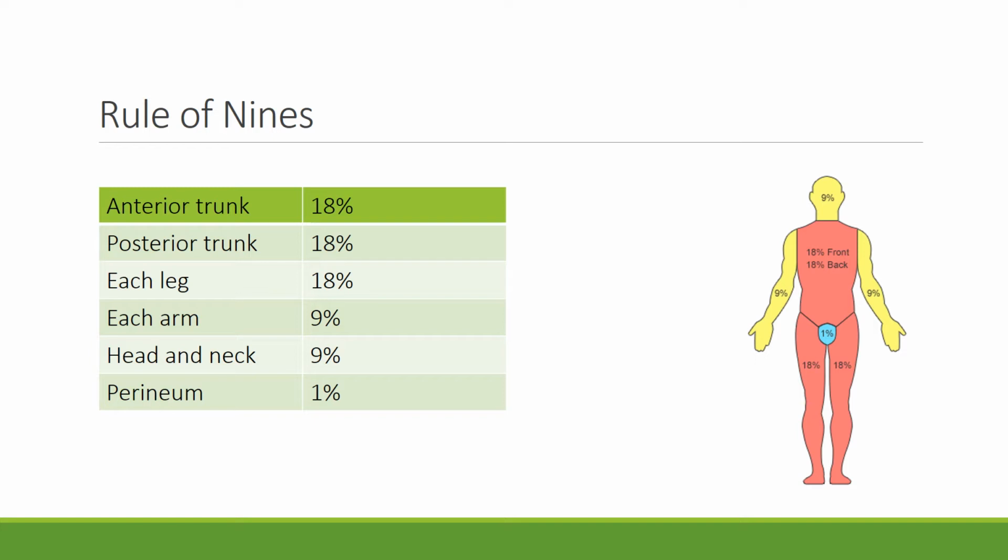The anterior trunk is 18% of the body surface area. The posterior trunk is also 18% of the body surface area. Each leg is 18% of the total surface area. Each arm is 9%. The head and neck together are 9%. And the perineum, which is the anal genital area, is 1%.